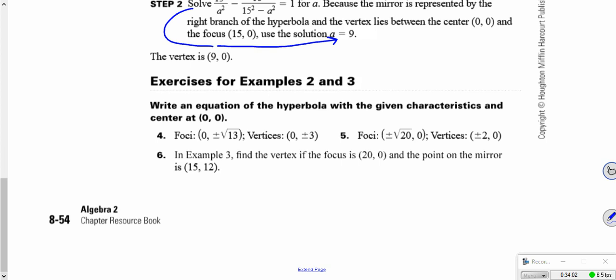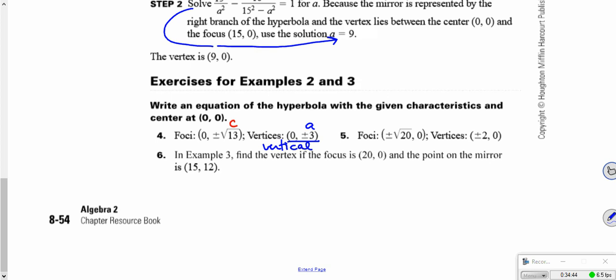Write an equation of the hyperbola with the given characteristics and center at 0, 0. First thing that jumps out at me, they give me a foci, that's my C. They give me a vertice, okay, that's my A. Now, this vertice, because it's 0, 3, this is going to be vertical. If my vertice is on the y-axis, 0 plus 3 or 0 minus 3, that tells me my transverse axis is vertical.